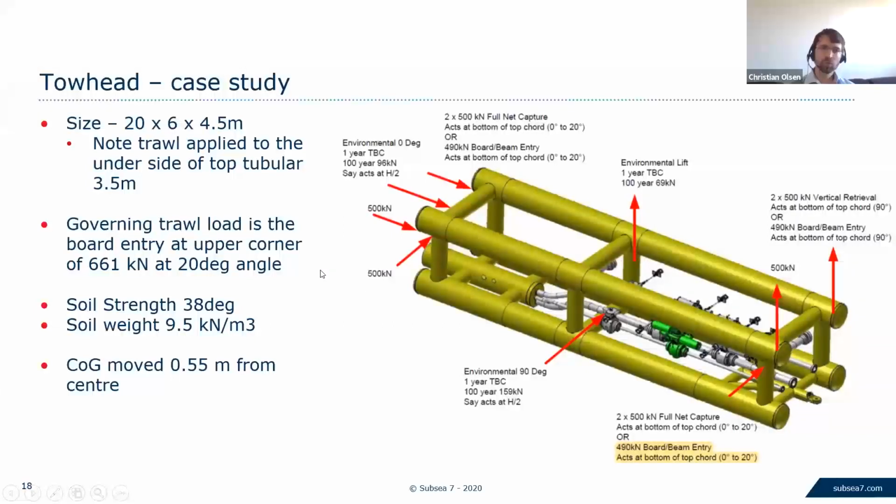In this case, the trawl load is 661 kilonewtons at 20 degrees. I've selected a soil friction angle of 38 degrees for this example, and a soil weight of 9.5 kilonewtons per cubic meter. Then also the center of gravity has been shifted a bit away here. The shifting of this makes it less able to resist the torsion, so it's quite important to get that factor in as well. There are some other errors on this diagram, but it's this load here that we will focus on during this presentation.